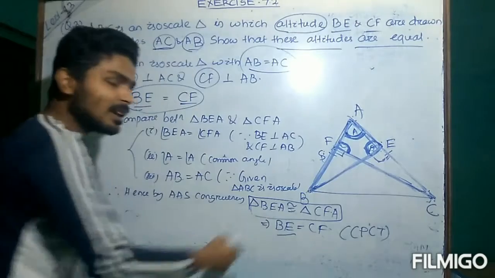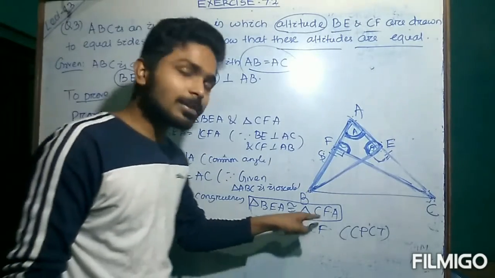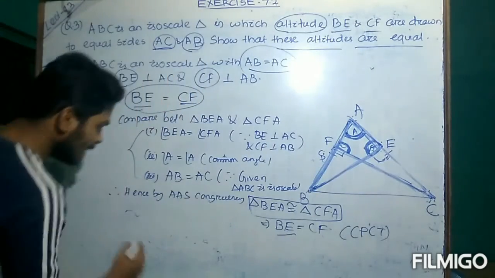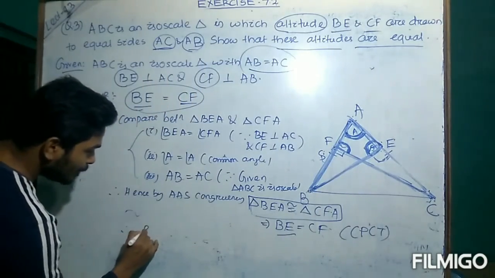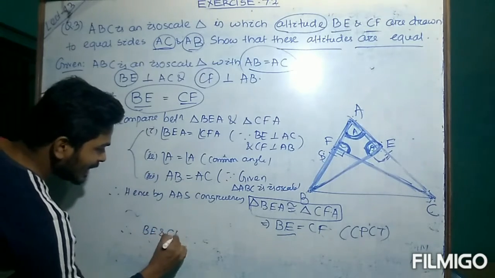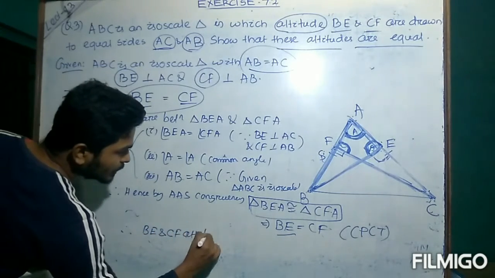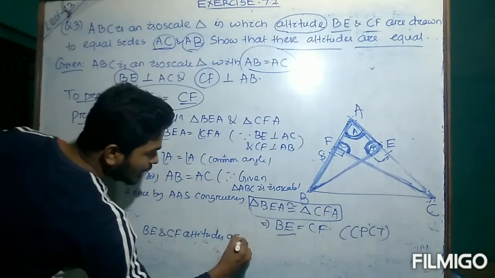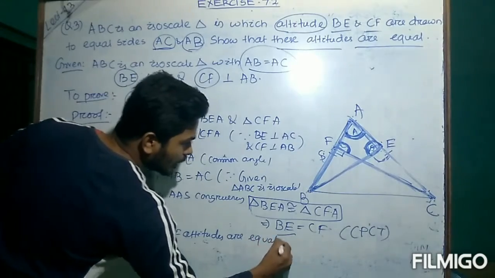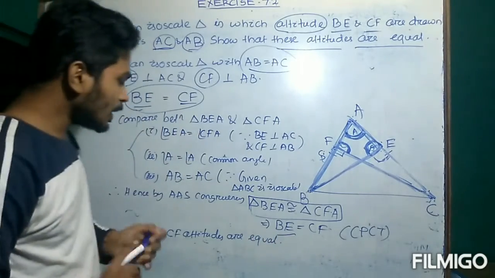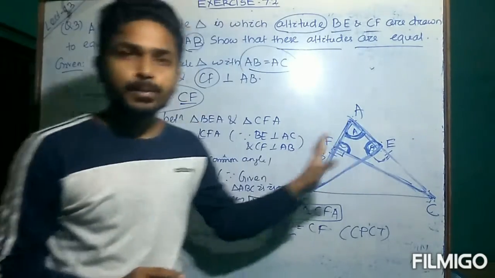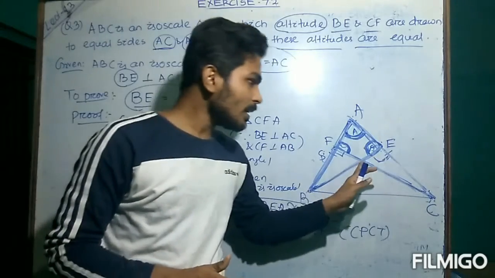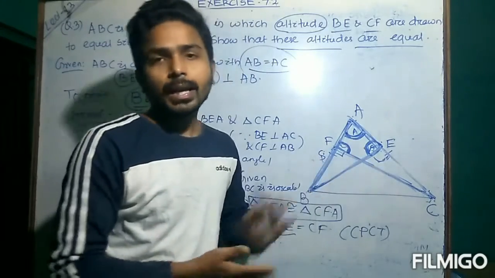BE is known as an altitude. CF is also another altitude. Hence, you can write that the altitudes BE and CF are equal. So the literal meaning of altitude is perpendicular, and we have shown that two perpendicular distances are equal.